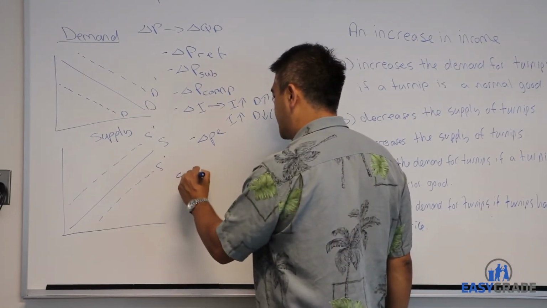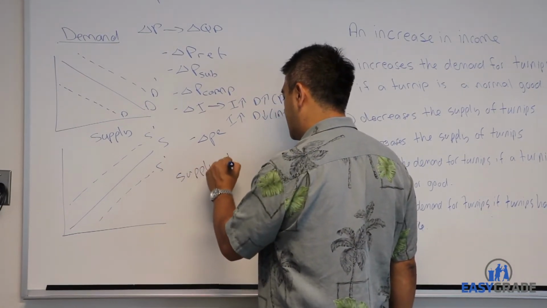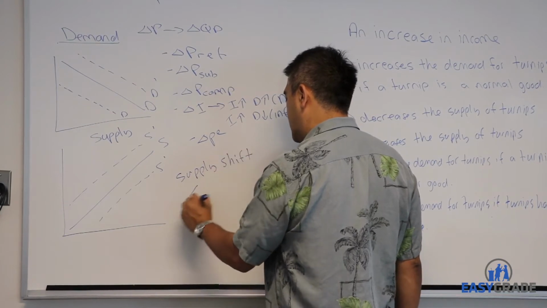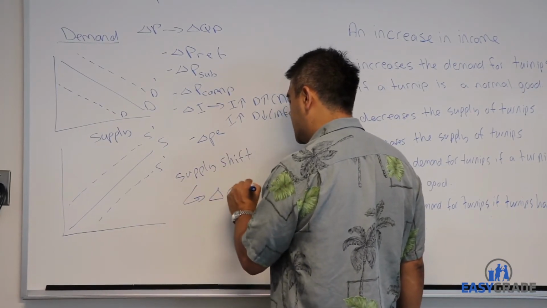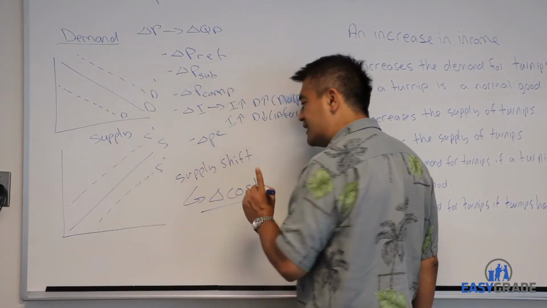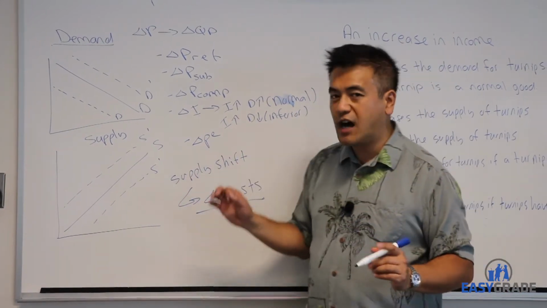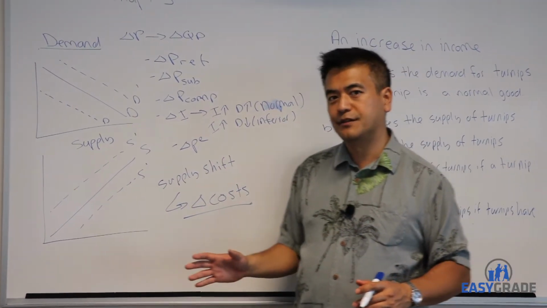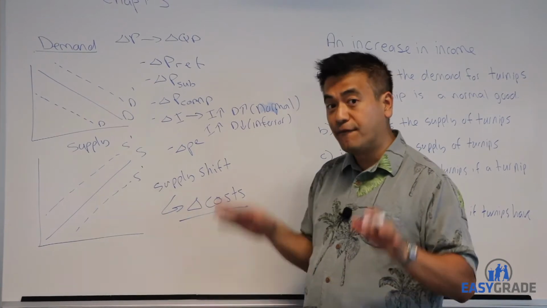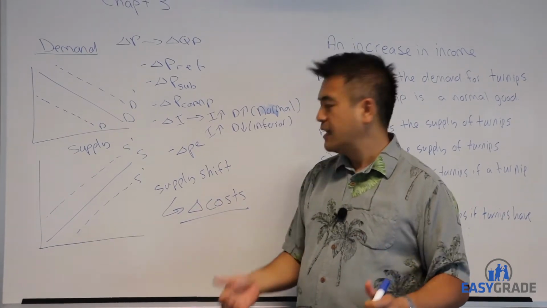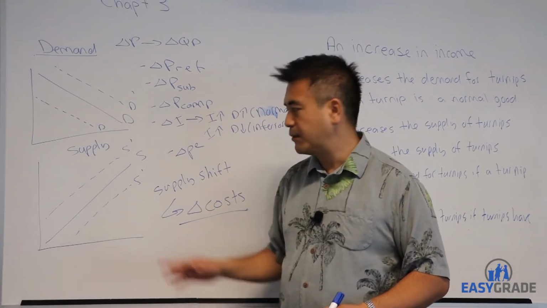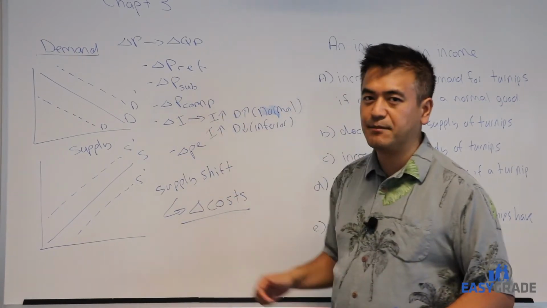Supply will shift if there's a change in the costs. That's it. That is it. If the costs rise, supply falls. If the costs fall, supply goes up. It's all about the costs. Supply curve is not as complicated as demand.